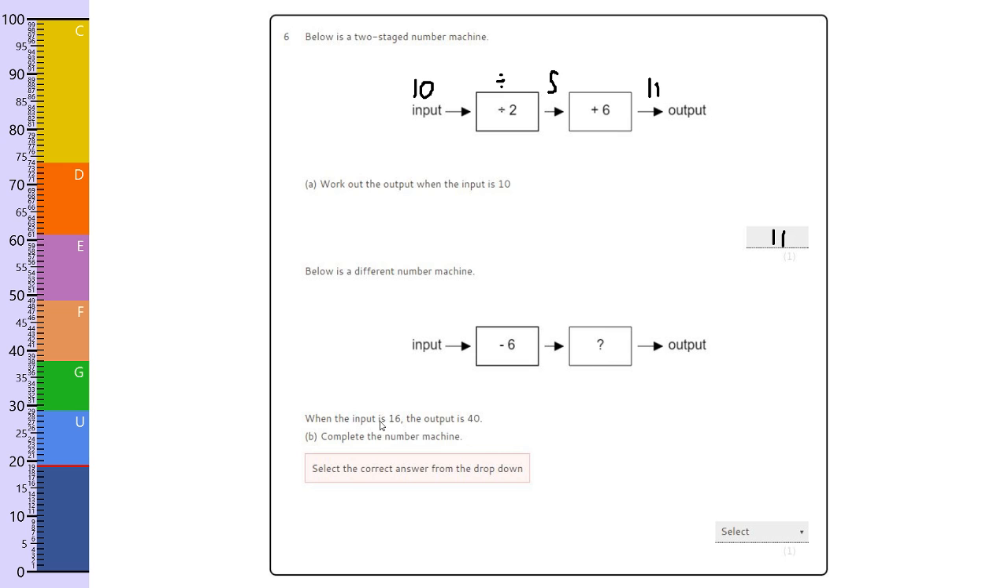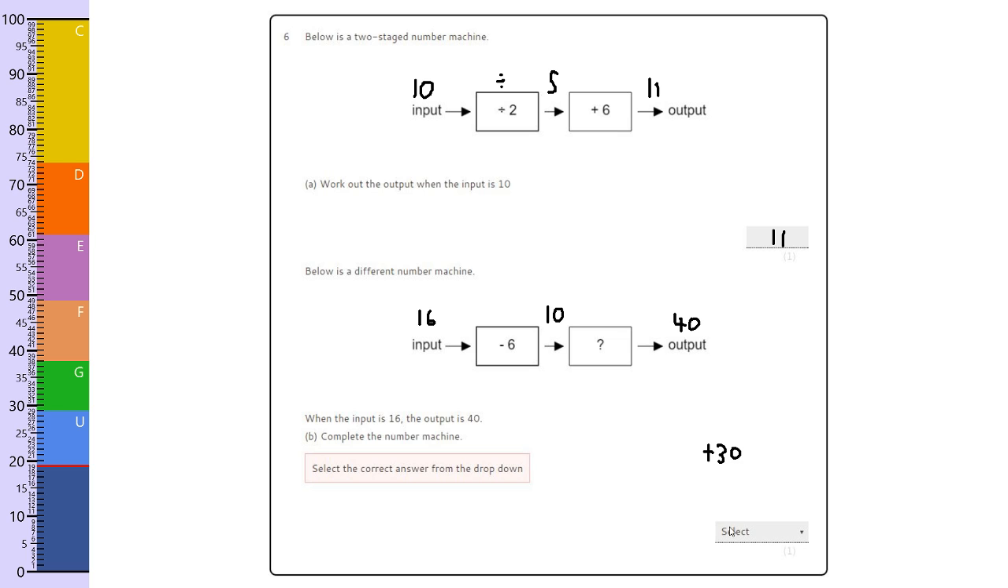This time, it says the input is 16, and the output is 40. Okay, it seems quite interesting, so we've got to find the function here. So 16 take away 6 is 10. So we've got to find a way of getting from 10 to 40. Well, there's 2 answers here. I could add 30. That would work. That would be absolutely fine as an answer.